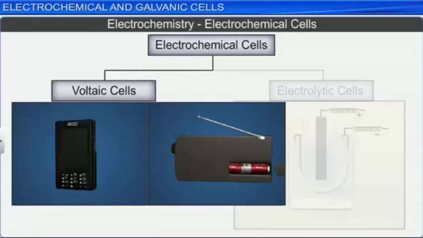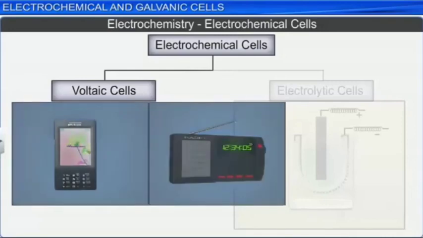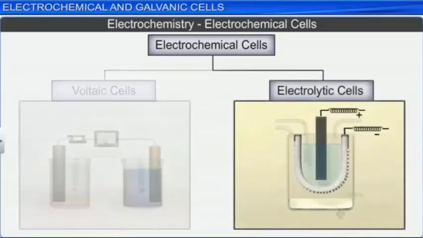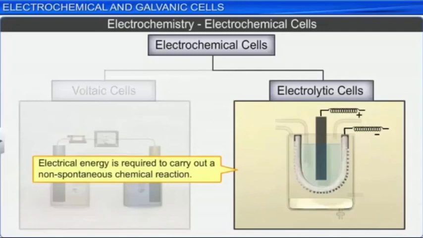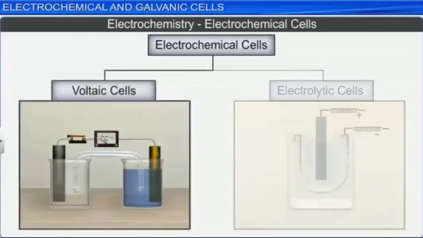In electrolytic cells, electrical energy is required to carry out a non-spontaneous chemical reaction. When you recharge your cell phone battery, you are actually running an electrolytic cell. We will be focusing on voltaic cells in this module. Before we discuss how voltaic cells work, let's review the basics.